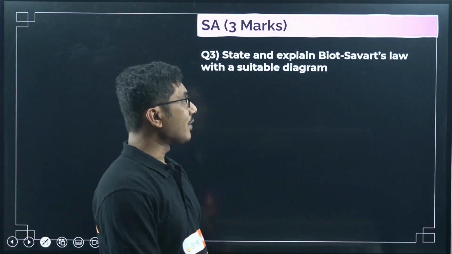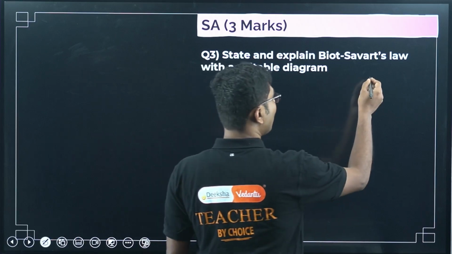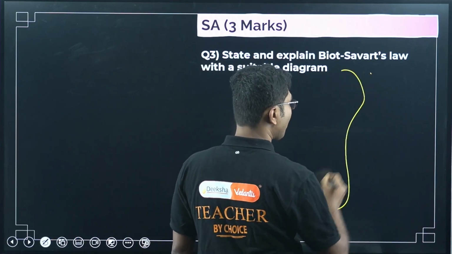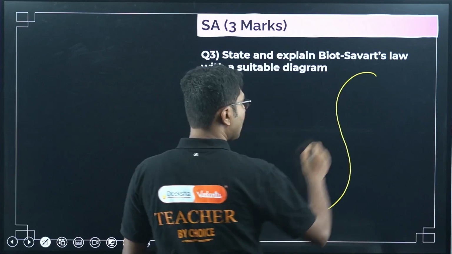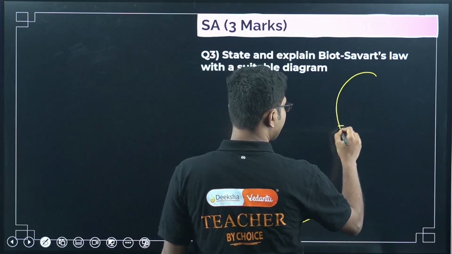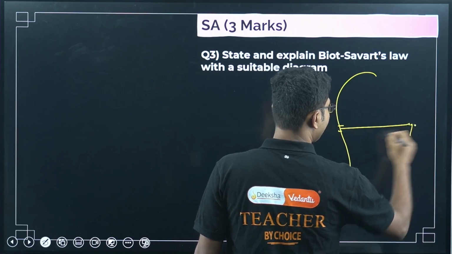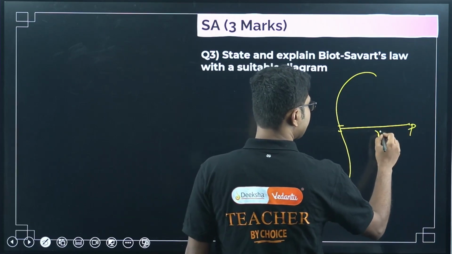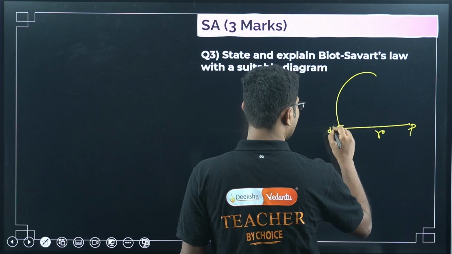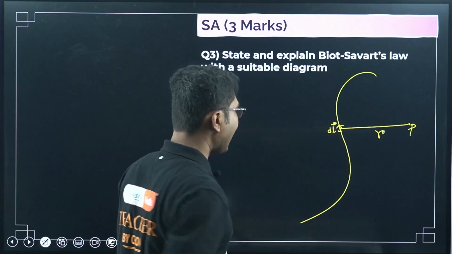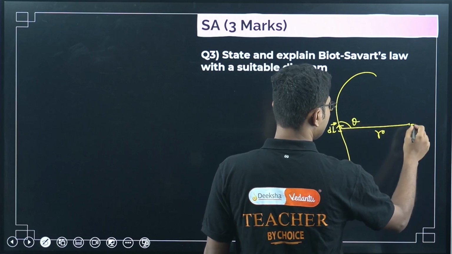State and explain Biot-Savart's law with a suitable diagram. I hope you already know this is a very common question. You take a diagram like this, you take a small portion here, and then you take a point P, any point P. You say the distance is r, this is the dl vector, and the angle between this and r is theta.